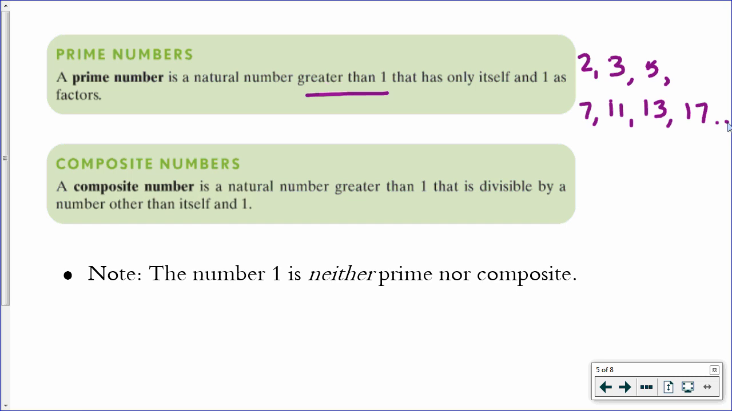And the list starts with 2 because the definition of prime number says that it has to be greater than 1. So 1 itself is not prime. You may want to write that for yourself. That's what it says at the bottom. The number 1 is neither prime nor composite. Composite numbers are all the other ones. The natural numbers greater than 1 that are divisible by multiple things. So like 4 and 6 and 9.